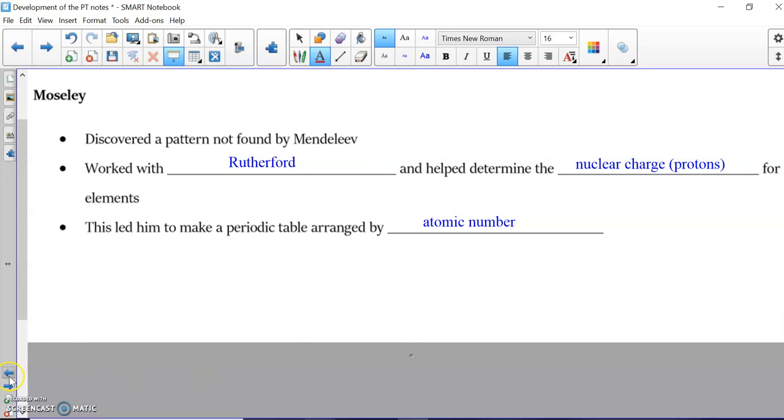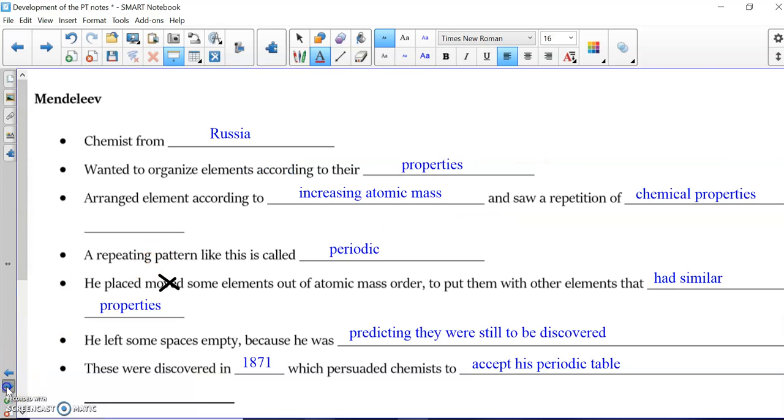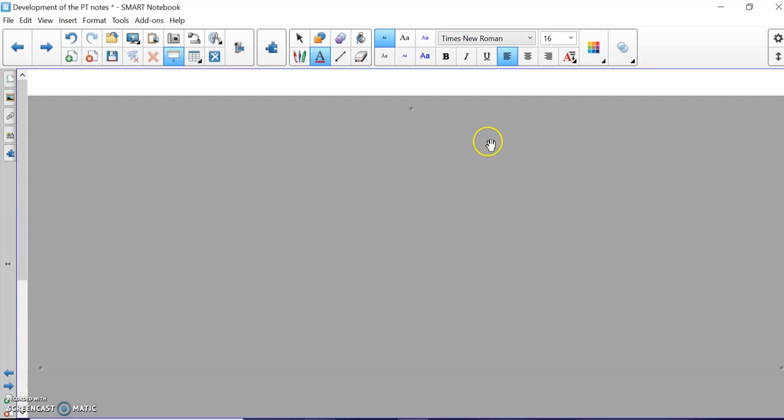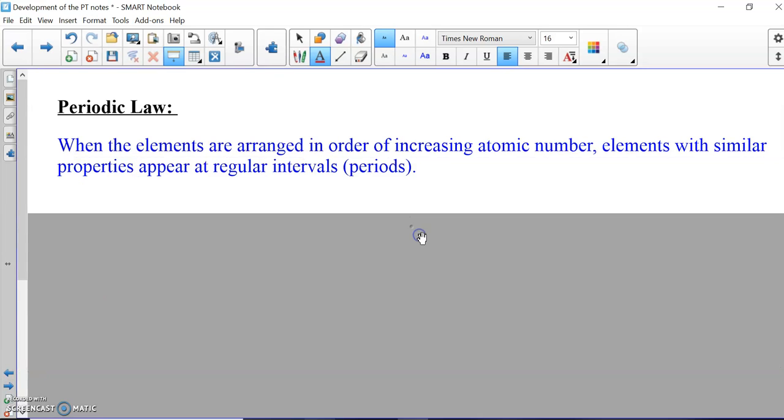So this leads us to what we call the periodic law. The periodic law states that when elements are arranged in order of increasing atomic number, elements with similar properties appear at regular intervals. So those are the periods. So that's why it's called a periodic table. There are repeating patterns when they are in order of atomic number.